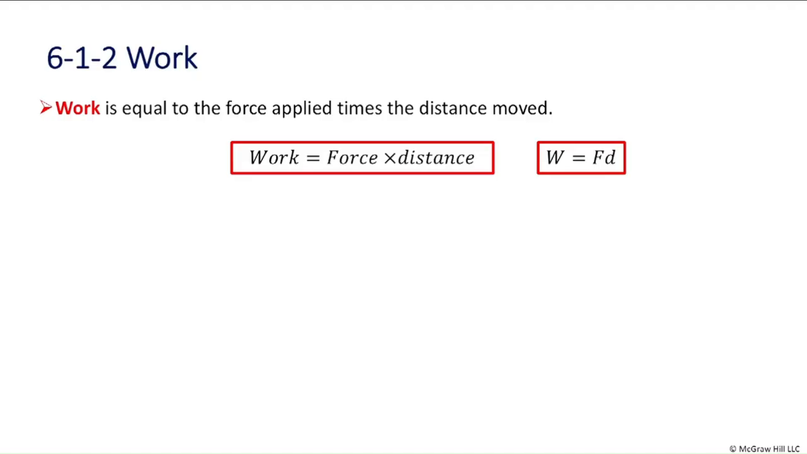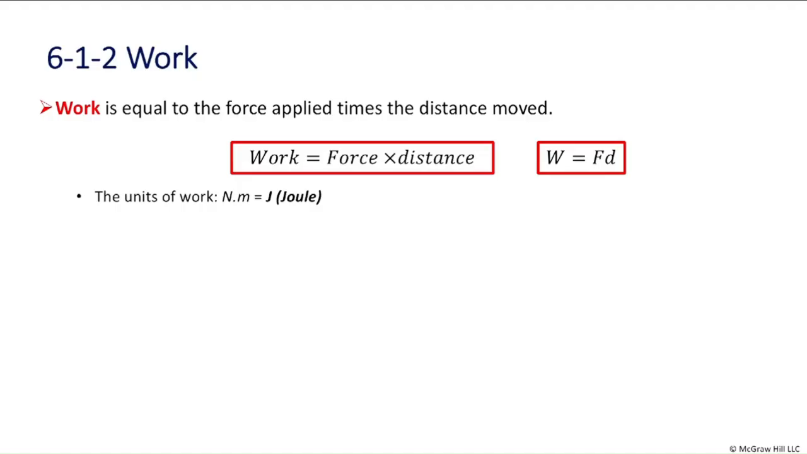Alright, now let's review what we mean by work in physics. Work is basically the product of the applied force and the distance over which the force acts. So in symbolic form, we write it as W equals Fd. W means work, F means force, D means the distance.